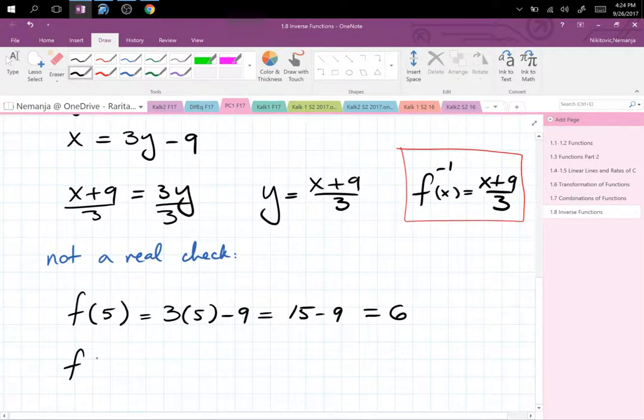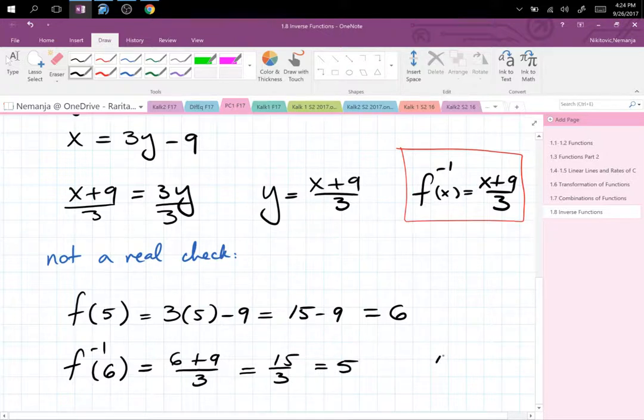This means that the inverse computed at 6 must return 5. Otherwise, we're doomed. Well, 6 plus 9 over 3 is 15 over 3, which is 5. We're happy. So that was just a quick calculation. This is not the way you will be checking.